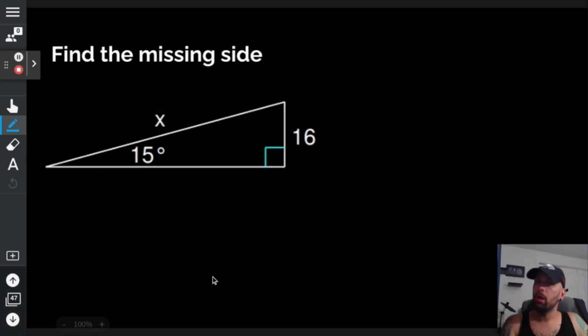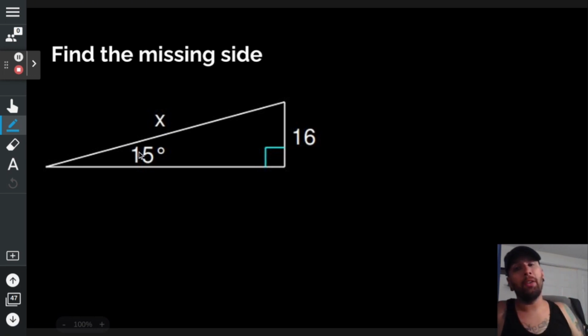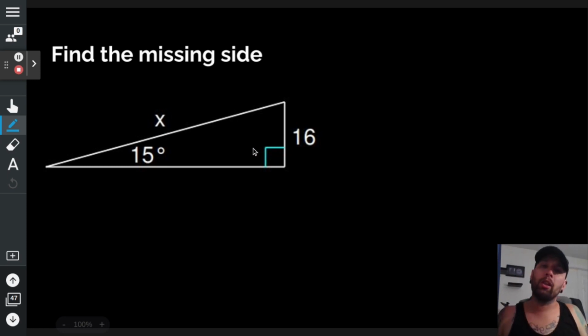Now it's a little different. Now I have to find the missing side. I'm given an angle. I'm given one side. It's not a special case right triangle. I can't use Pythagorean theorem. So I look at this and I have to use trigonometry.